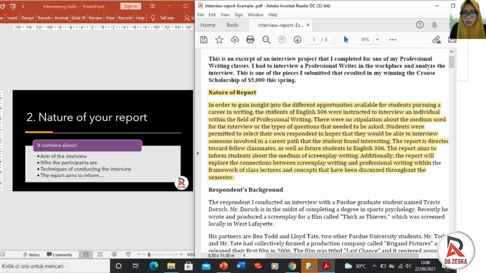In order to gain insight into different opportunities available for students pursuing a career in writing, the students of English 306 were instructed to interview. So the aim of the interview is to gain insight into the different opportunities available for students. That's the aim of the interview. And who the participants are? Here is the answer, right?